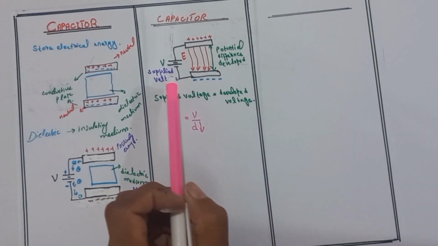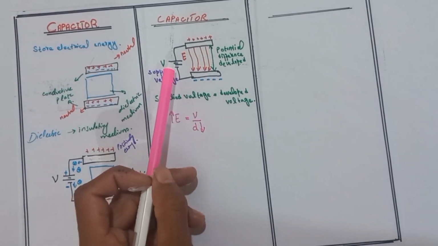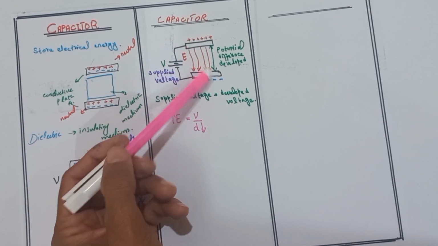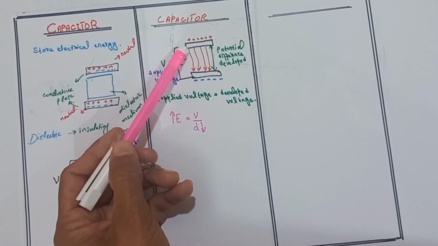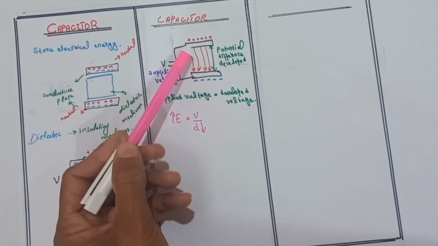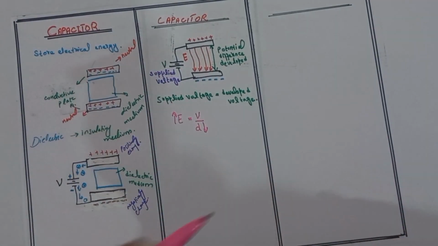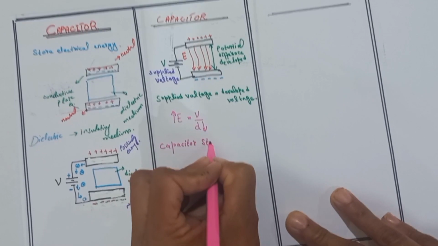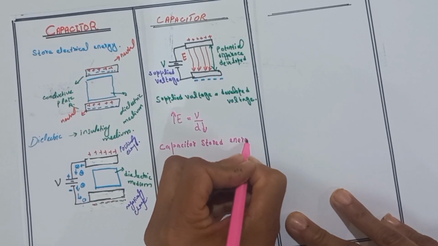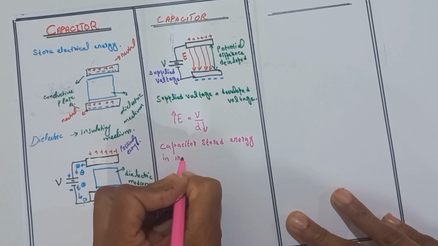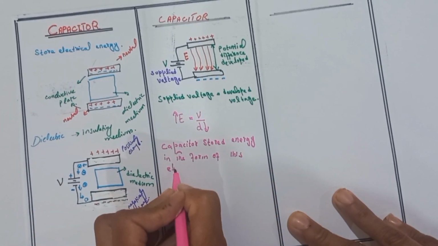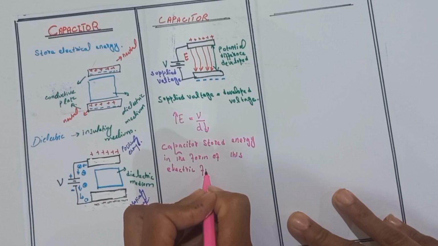So in this way, when we apply the voltage across the capacitor, because of this voltage, charges develop across these conducting plates. This development of charges creates the electric field between these two conducting plates. So in this way, the capacitor stores energy. The capacitor stores energy in the form of this electric field.